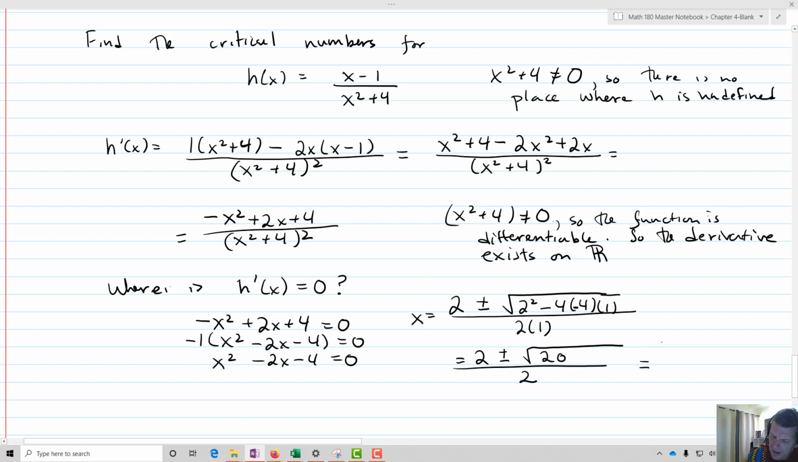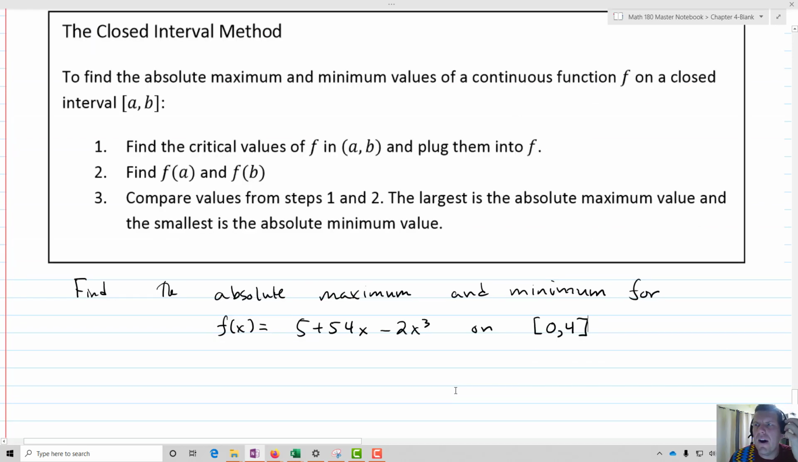A little bit of algebra in here. We get 2 plus or minus 2 root 5 over 2. So our critical numbers, excuse me, are 1 plus or minus the square root of 5. Those are our critical numbers. Now, while we may not be able to find whether something is a relative extrema of some kind, we are actually going to be able to use the extreme value theorem in conjunction with what we learned about critical numbers to find absolute minimums and maximums all the time.